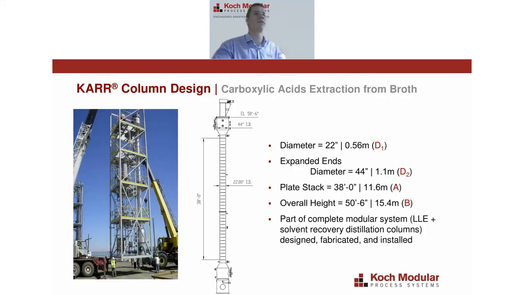This is what the commercial column looked like. Like I said, in the agitated section, it had a 22-inch diameter. The plate stack height in the agitated section was 38 feet. We put expanded ends on both ends of the column just to mitigate any entrainment due to the reciprocating agitation within the Karr column. And the overall height was about 50 feet.